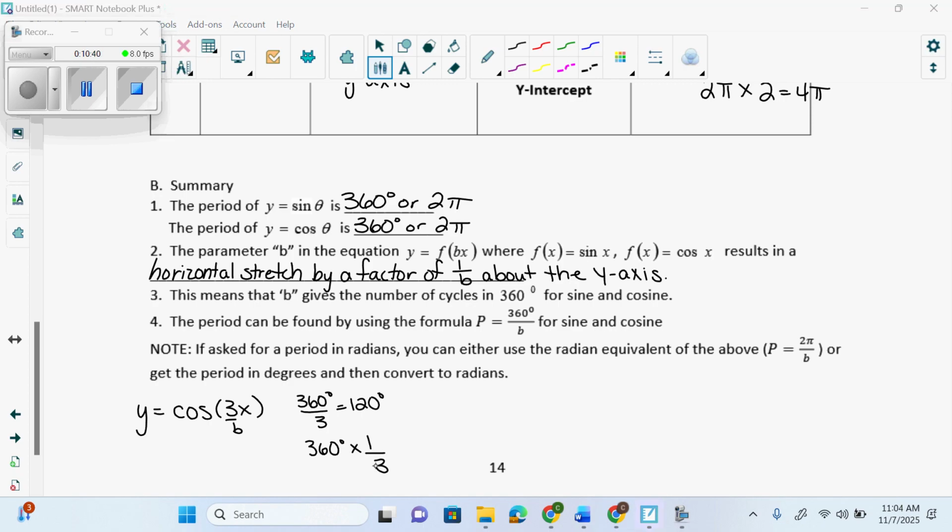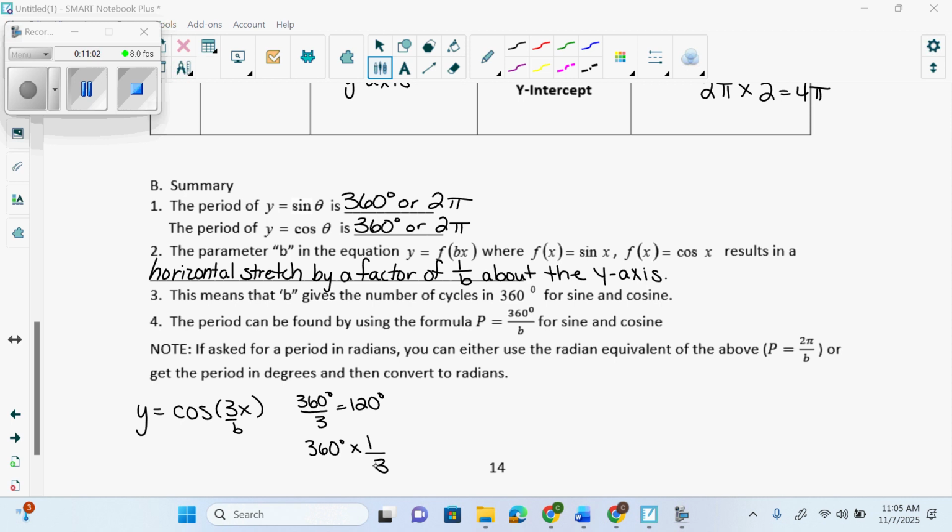So you can either multiply by the horizontal stretch, or you can divide by the B value. You guys get it mixed up and put the two together, and you divide by the horizontal stretch. So you can either remember that you just take your original period and you multiply by the horizontal stretch, or you can remember that you take your original period and you divide by the B value from the equation.